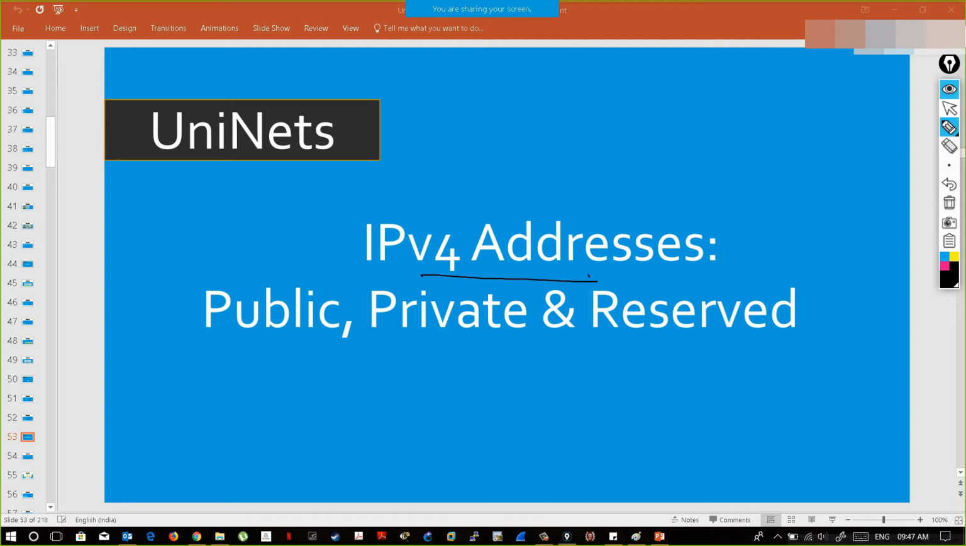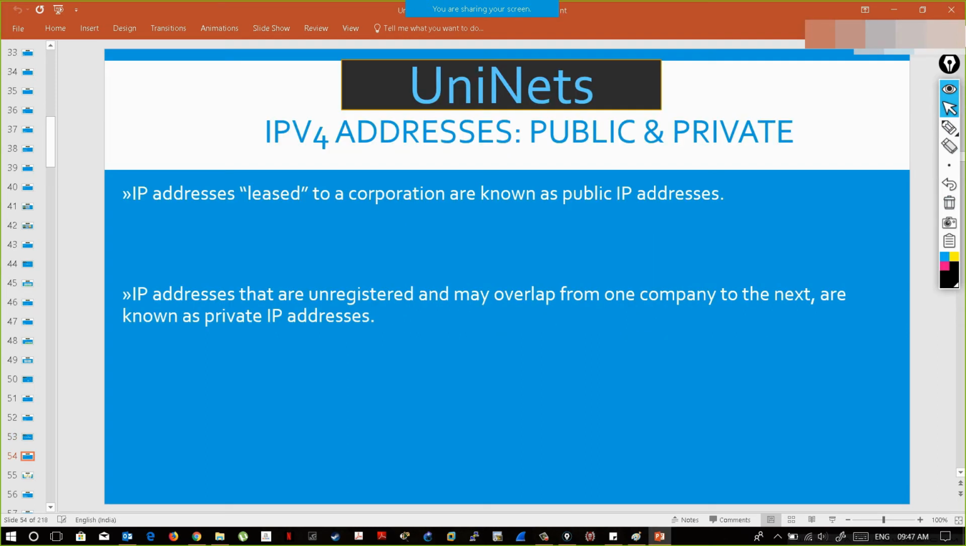Now let us see public, private, and reserved class IP ranges. As I told you already, IP addresses are public and private. IP addresses leased to a corporation are known as public IP addresses, right? IP addresses that are unregistered and may overlap from one company to the next are known as private IP addresses. I'm simplifying it.